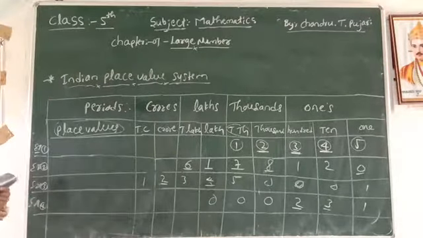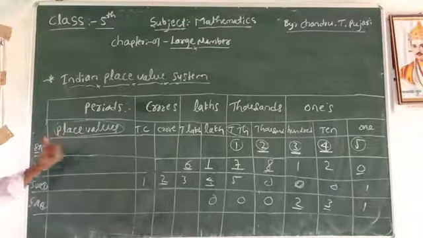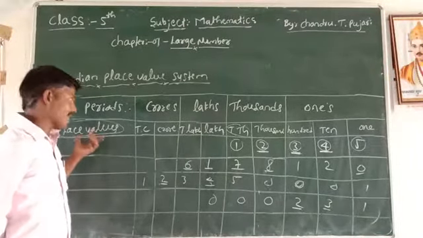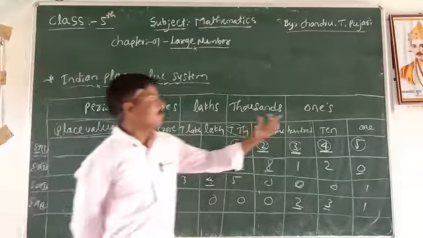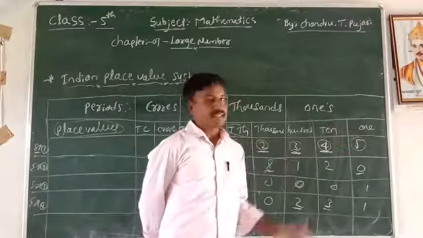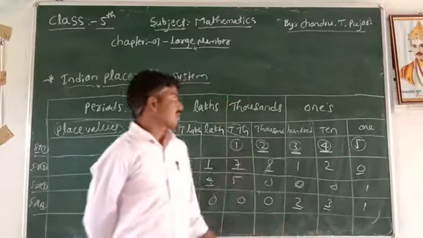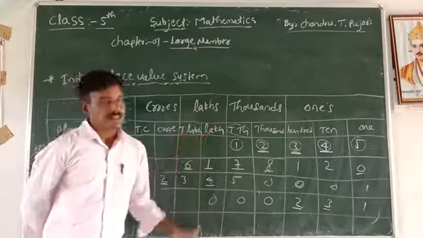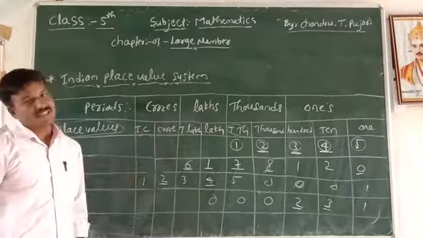Also, in the Indian number system, once again check your place values. Place value means, and also periods. In each period, the first period has 3 parts. The second period has 2 parts. The third period has 2 parts. The fourth period also has 2 parts.